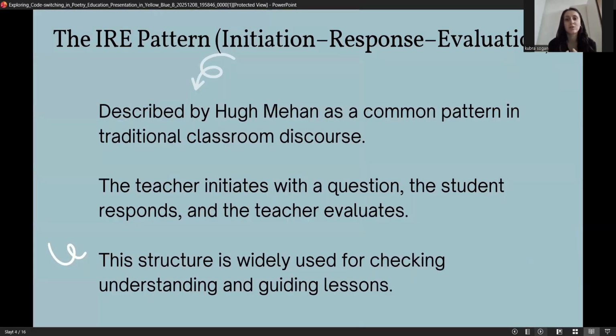The initiation, response, and evaluation pattern. It is described by Hugh Meehan as a common pattern in traditional classroom discourse. The teacher initiates with a question, the student responds, and finally the teacher evaluates. This structure is widely used for checking understanding and guiding lessons.